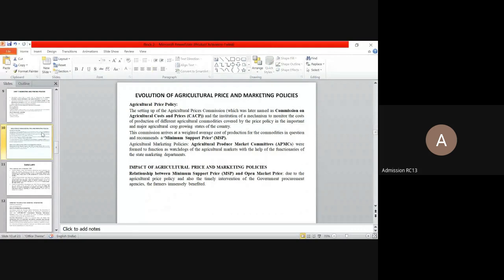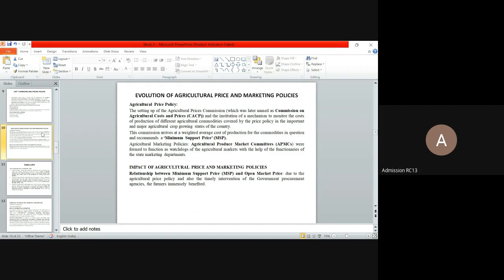How did agricultural price and marketing policies emerge, how did the evolution take place? By the setting up of the CACP, the Commission on Agricultural Costs and Prices, by the Government of India, which we have discussed already. They set the agricultural prices, and the institutional mechanism is also there to check what type of agricultural crop is going in which state, and what the demand and supply of that is. Based on that they fix the prices, headed by the Commission on Agricultural Costs and Prices, and they go with the MSP, that is, the minimum support price.